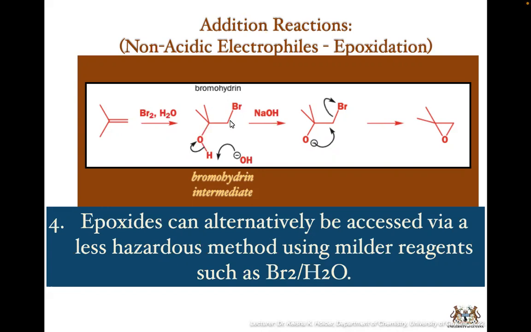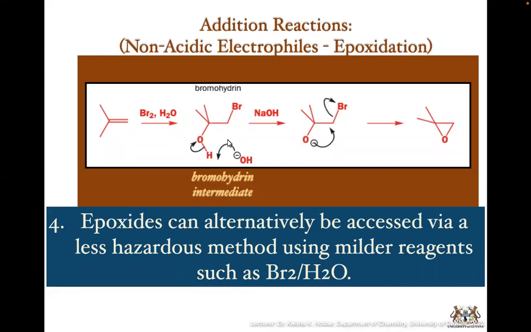We're not going to get too much into the mechanism in terms of SN1 and SN2, but do remember that this reaction does occur by way of nucleophilic ring opening. So if your alkene leads to a highly substituted intermediate, then the mechanism may proceed by way of SN1 or SN2, depending on which one is more appropriate.